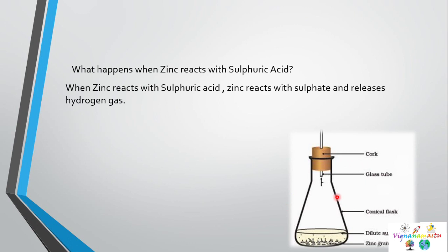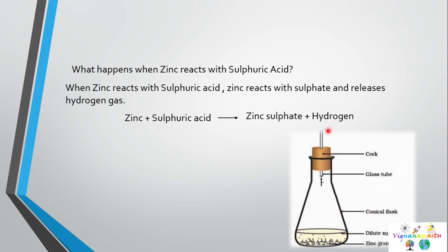Let us look at another chemical reaction. Zinc granules, when you put them into dilute sulfuric acid, they completely get dissolved. Where do they go? The zinc reacts with sulfuric acid and releases hydrogen gas. And that hydrogen gas comes out through this glass tube outside. And if you bring a spark here, the gas catches fire, as you all know, hydrogen gas catches fire easily. So let us write it in the form of equation.